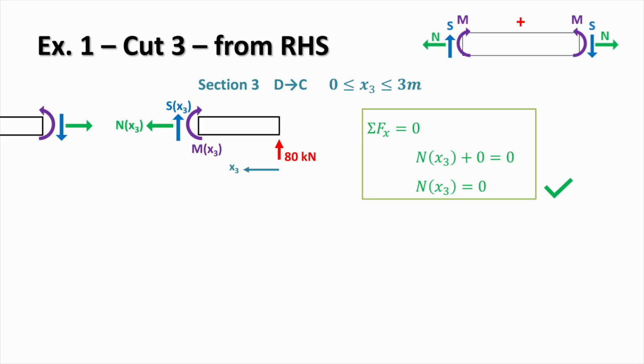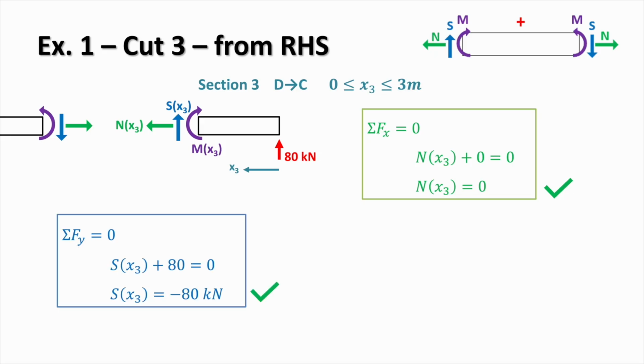Sum of forces in X, we still get that the axial force is 0, as we expected from what we already analysed. Looking at vertical equilibrium, here if we sum all the forces in the vertical direction, we have S plus 80 equals 0, so S works out as minus 80 kilonewtons. So the shear force in the section is constant and equal to minus 80 kilonewtons, which exactly matches the value obtained previously when we analysed this same section, but from the left-hand side.